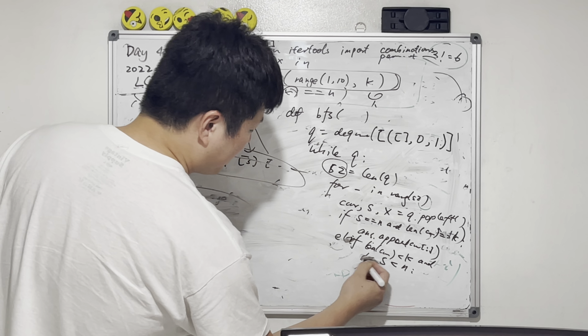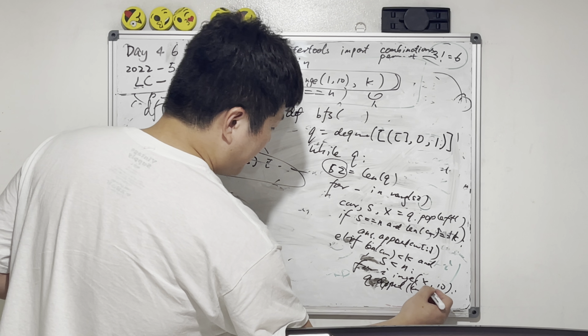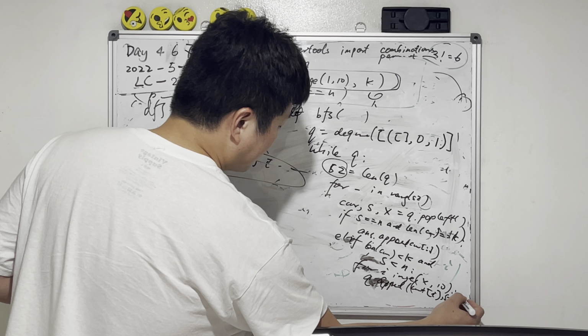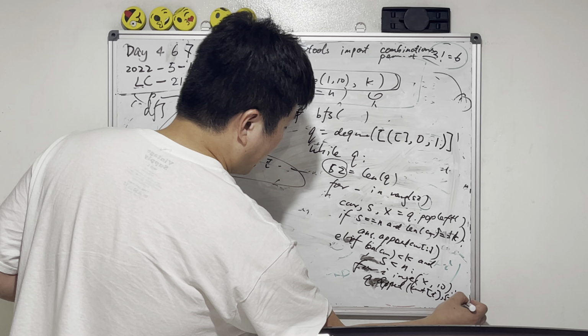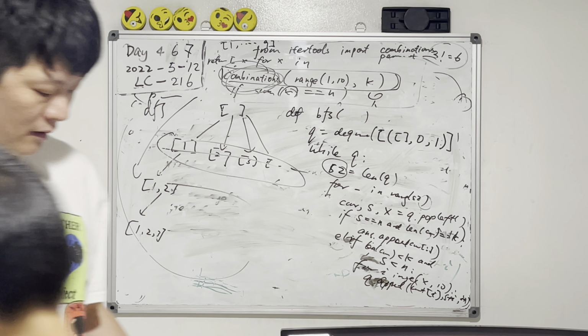q.append current plus what? Current plus i, s plus i. The sum needs to be incremented by i, and then the next number to pick is i plus 1. If we pick the number i, the next number we can pick is i plus 1. That will be the breadth search.